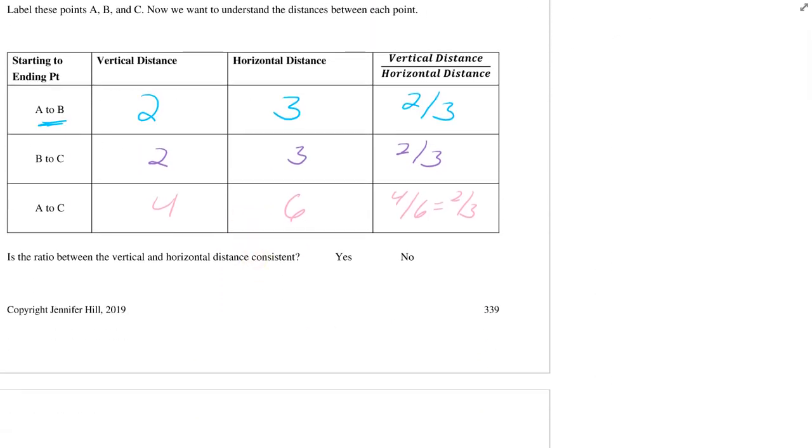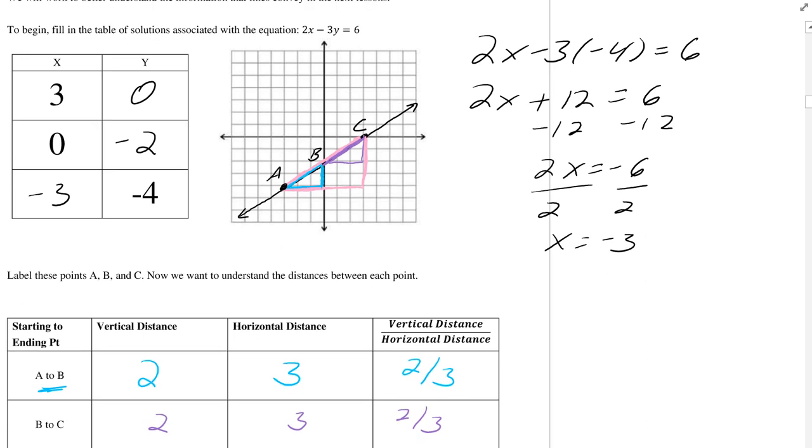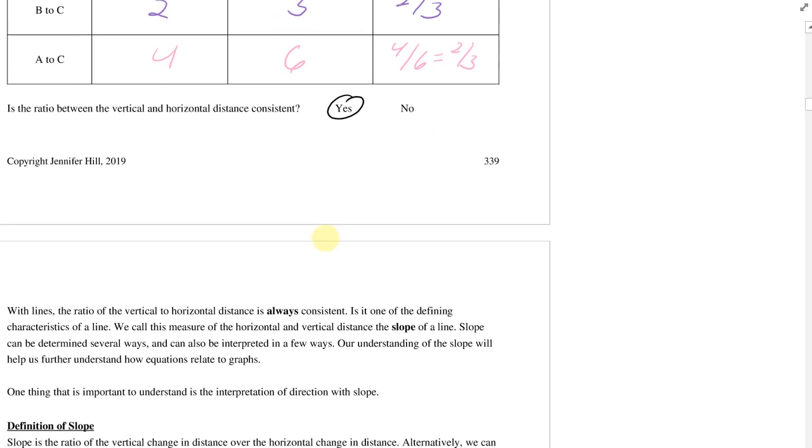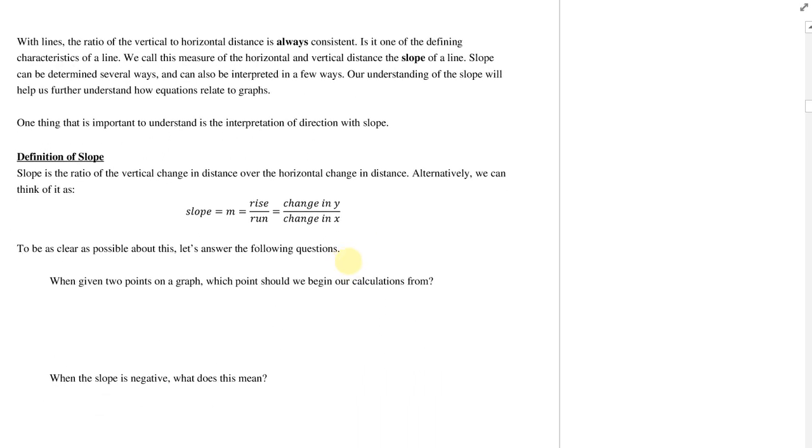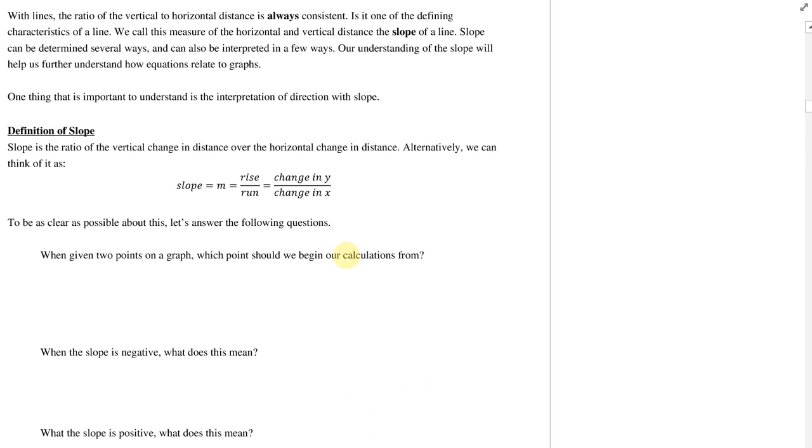So this question of, is the ratio between the vertical and horizontal distances consistent? So yes, it is. And this is actually what we're trying to talk about today. This ratio here, this is actually what's really contained in the idea of the slope, which a lot of people remember, but this is actually kind of what it's all about. Okay, so now let's talk about slope.